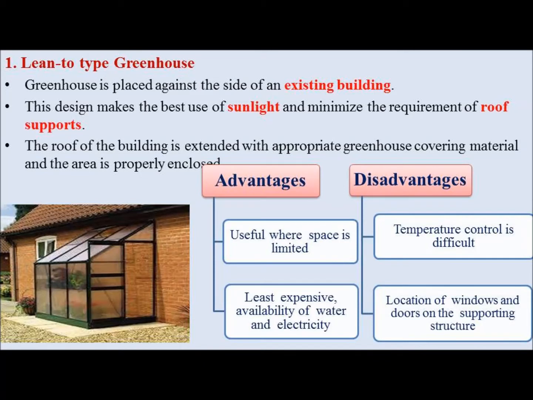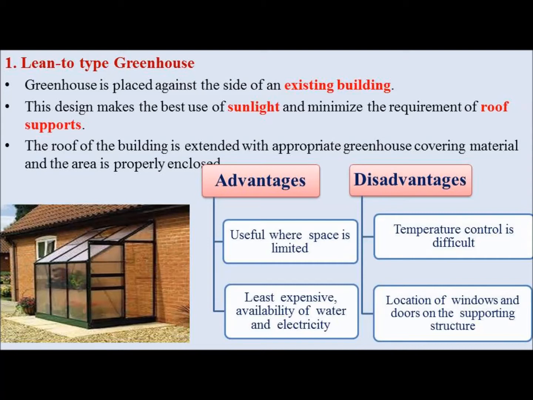The lean-to type greenhouse is placed against the side of an existing building. That means it is attached to a home or a building, which allows easier access to utilities including electricity and water supply. The design makes the best use of sunlight and minimizes the requirement of roof supports. In these structures, the roof of the building is extended with appropriate greenhouse covering material and the area is properly enclosed. This type of structure typically faces toward the south side.